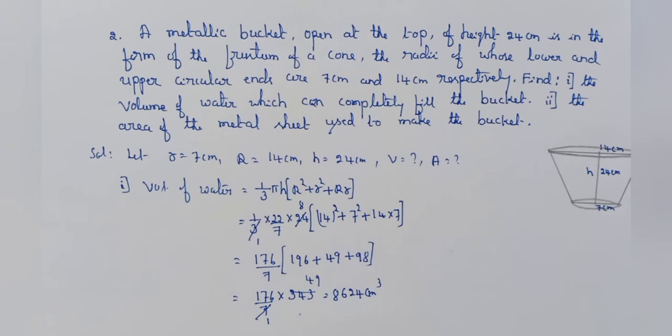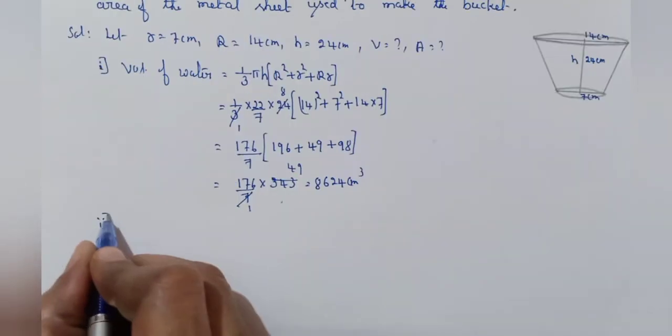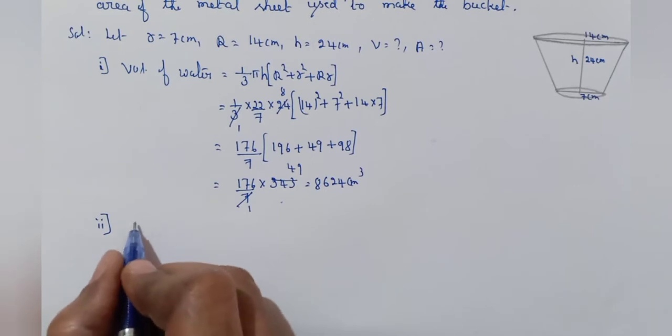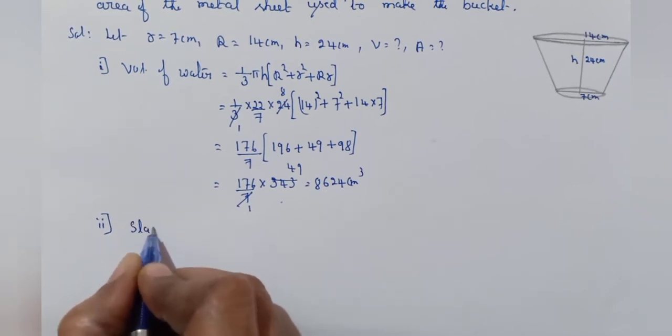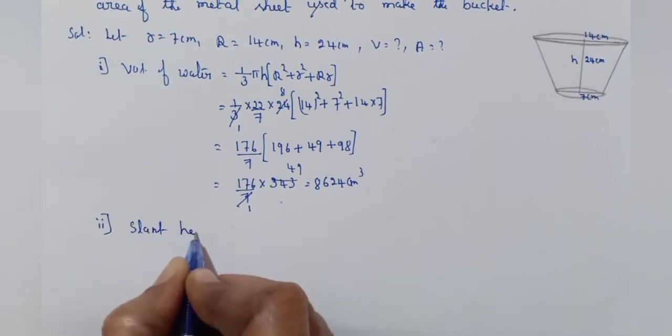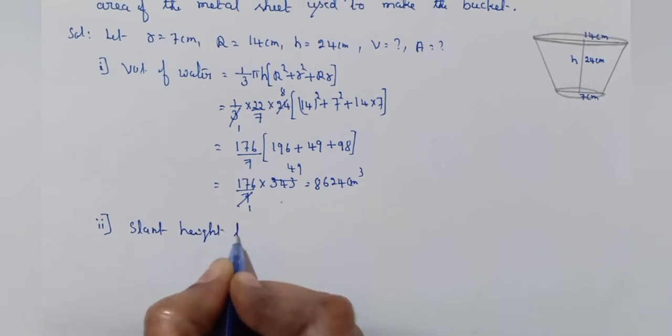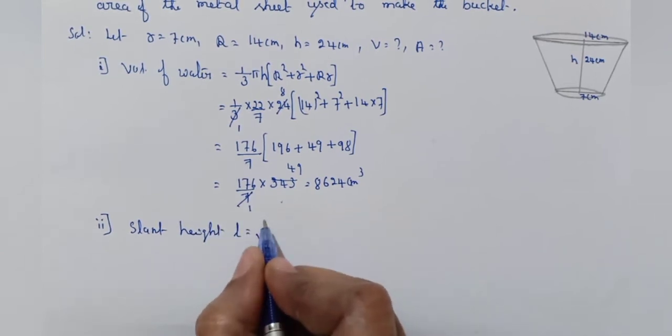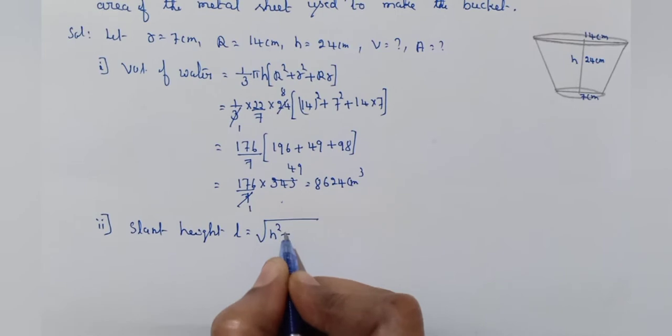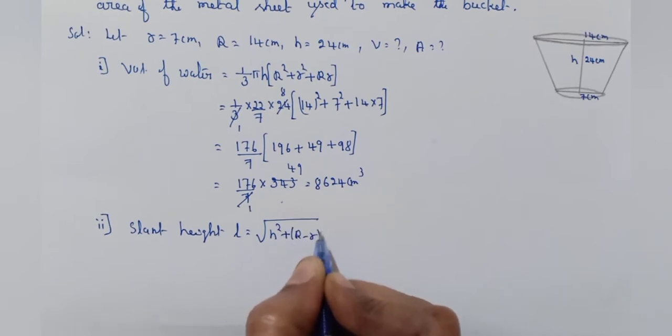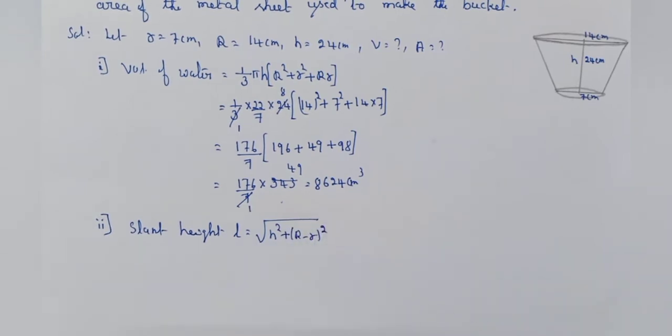To find the metal sheet required to make the bucket, first we have to find out the slant height of the bucket. Next, find out the slant height of the bucket. Slant height l is equal to square root of h square plus capital R minus small r whole square.